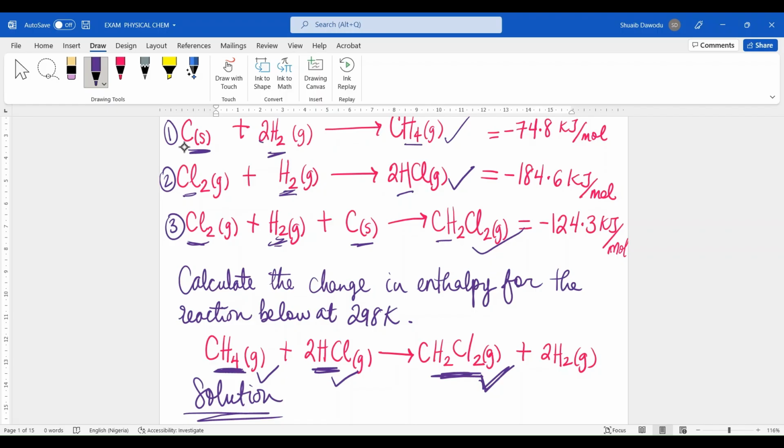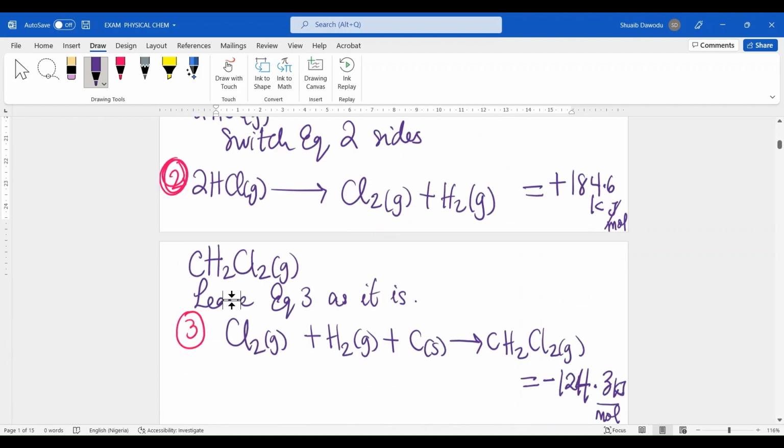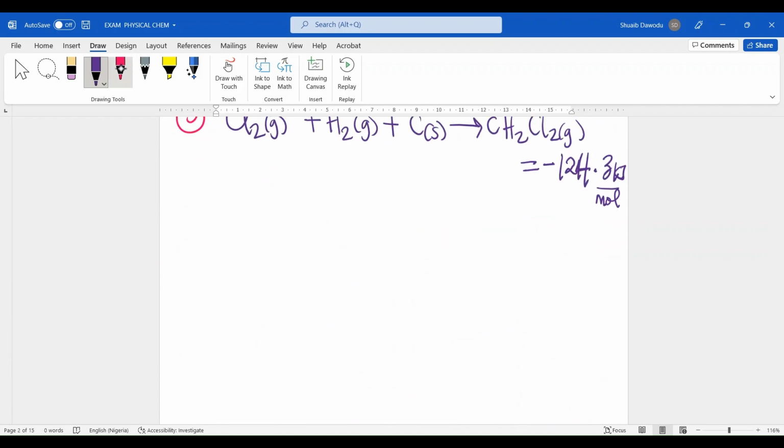So CH4 only appears in reaction 1, HCl only appears in reaction 2, and of course CH2Cl2 only appears in reaction 3. So now we can simply ignore this and not work on it. It's just going to cancel out while we're working on Hess's law. So the next thing you have to do is add all three equations. To do that, we're going to arrange equation 1, equation 2, and equation 3.